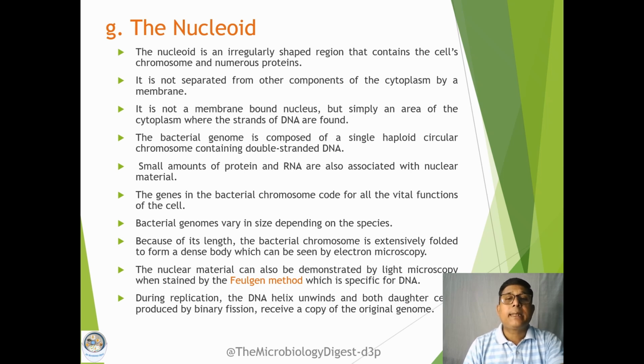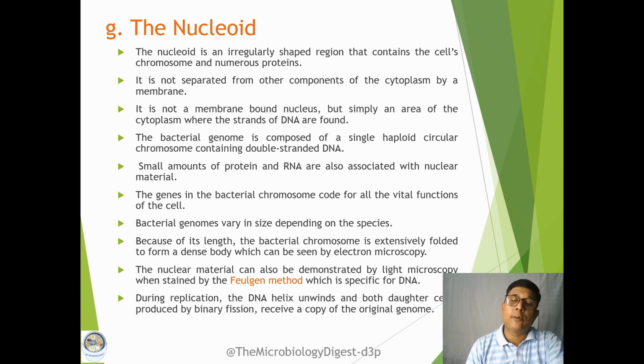The bacterial genome is composed of a single haploid circular chromosome containing double stranded DNA. This is the genome structure, and a small amount of proteins and RNA are also associated with the nucleoid. Bacterial genomes vary in size from bacteria to bacteria, species to species, and because of its length, the chromosome in bacteria is an extremely folded structure.